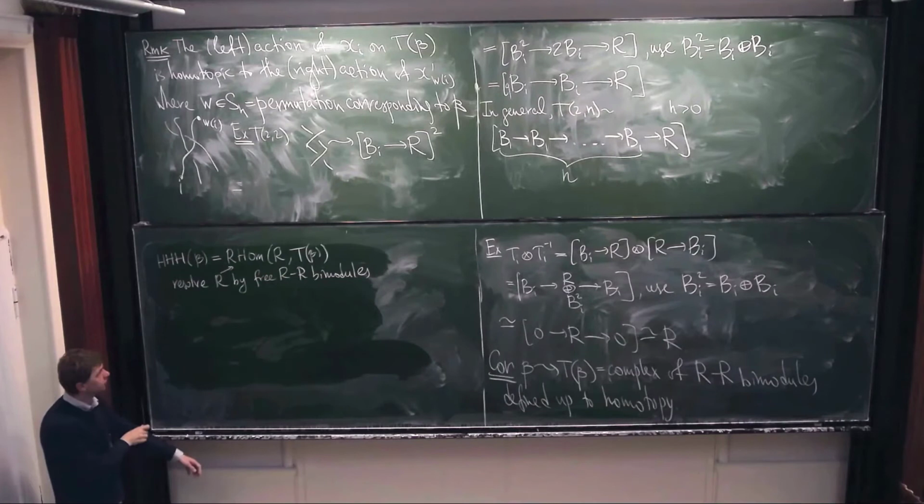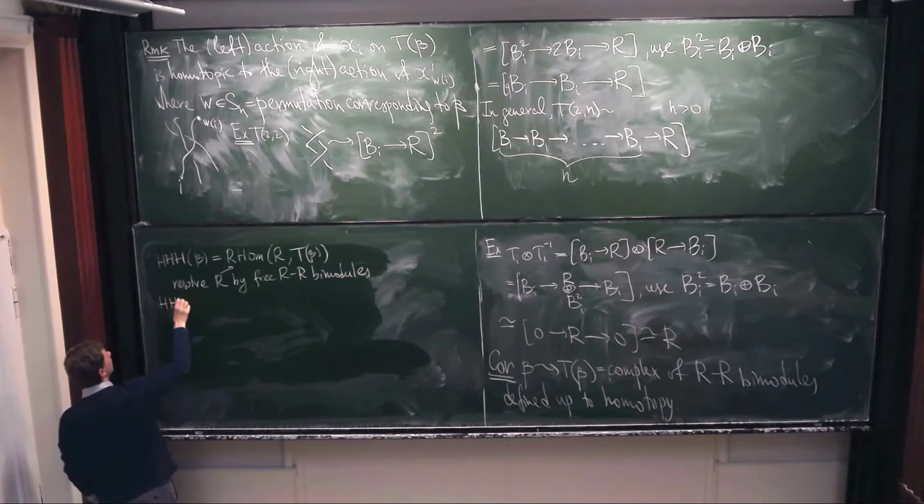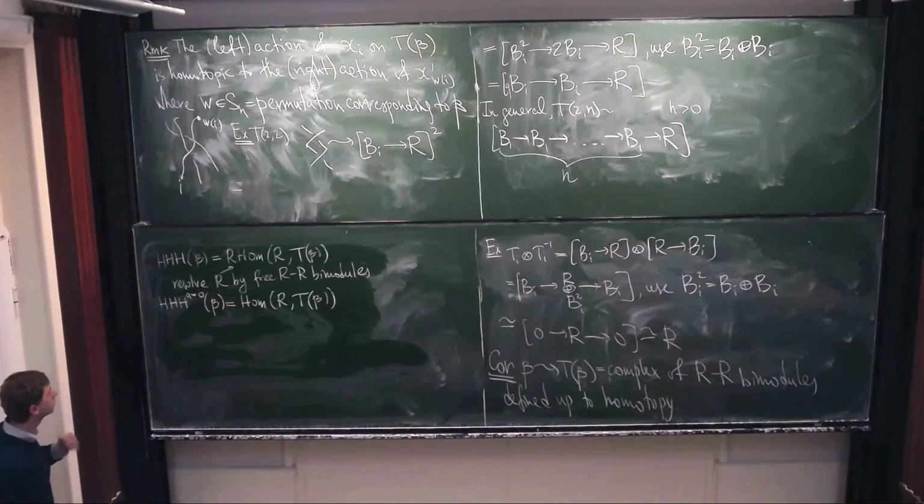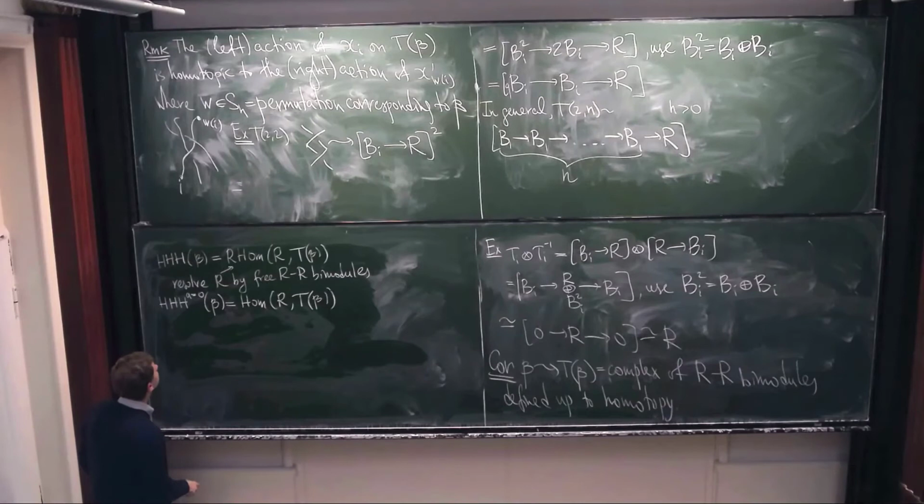It's a pretty major thing. If you don't want to think about this, the thing which is slightly easier to understand, and slightly more intrinsic to the Soergel story, is a equals 0. This is just Hom from R to T(β). So I ignore the higher a degrees. And so this is triply graded.